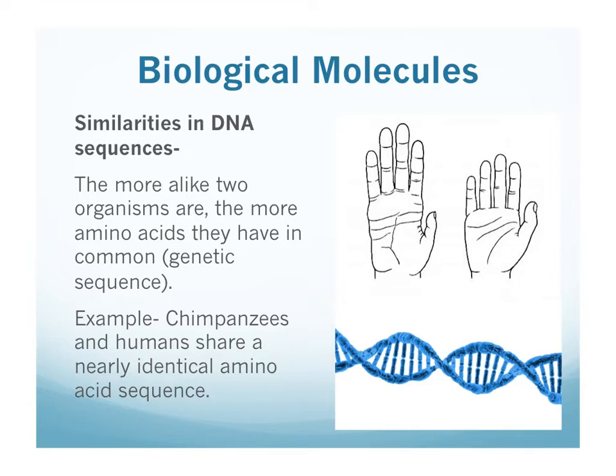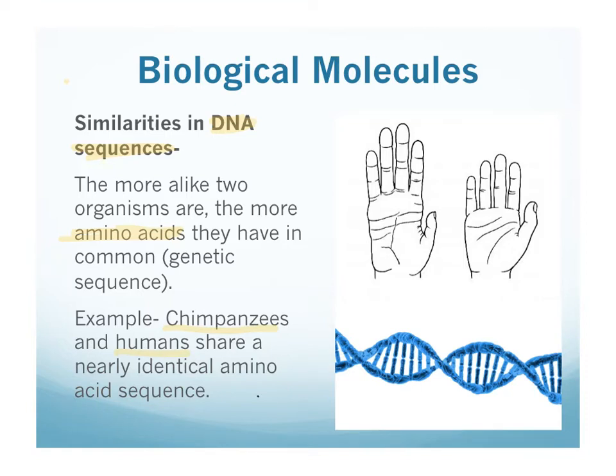Another proof of evidence to continue to talk about biological molecules is the similarity in DNA sequences. So that's what that last slide was trying to show you. The more alike two organisms are, the more amino acids they are going to have in common in their genetic sequence. So the example is that chimpanzees and humans share a nearly identical amino acid sequence.